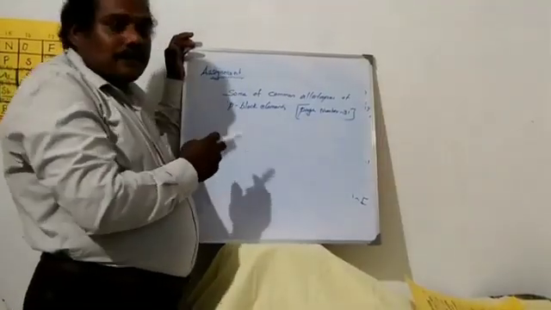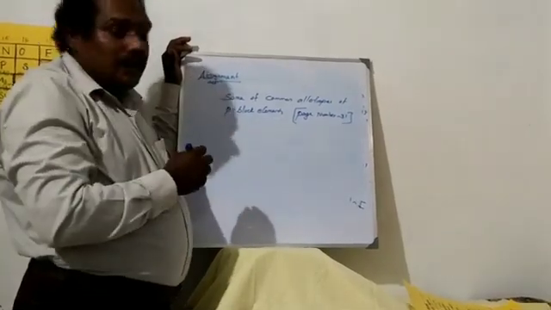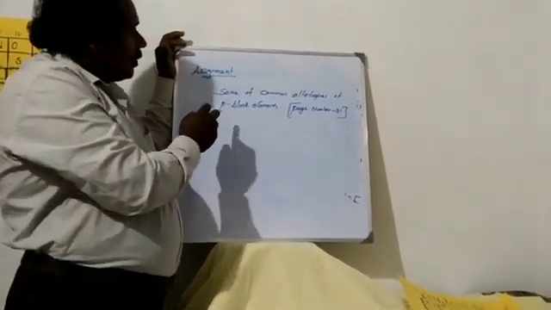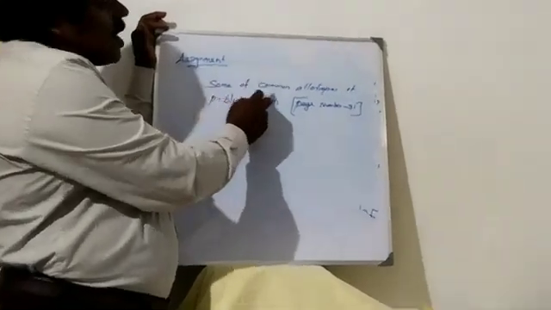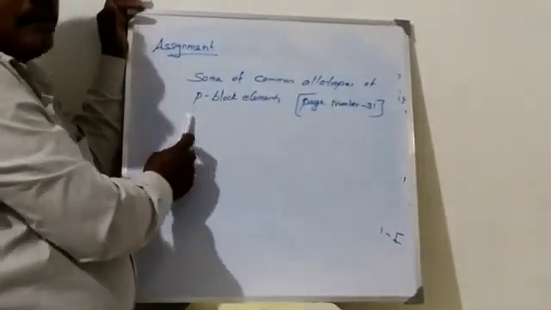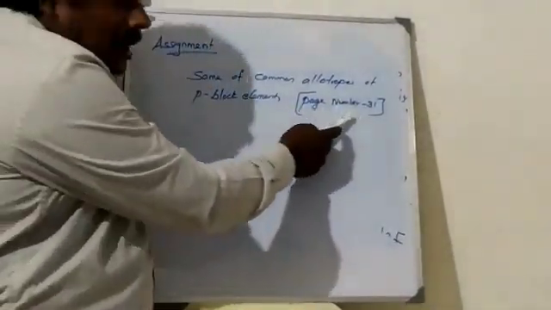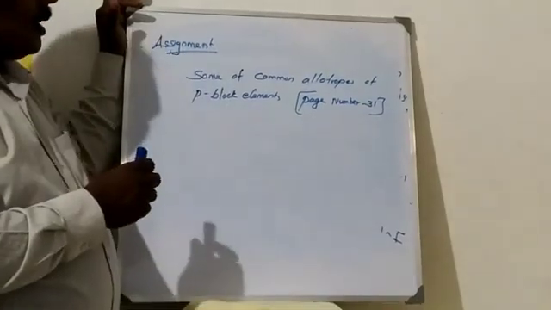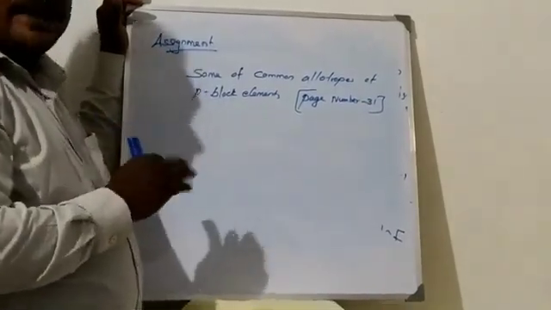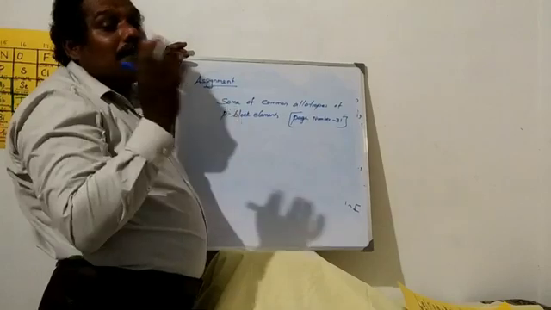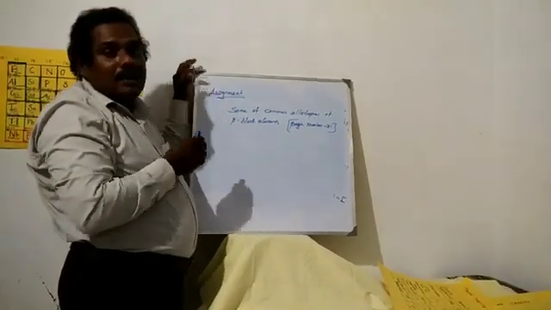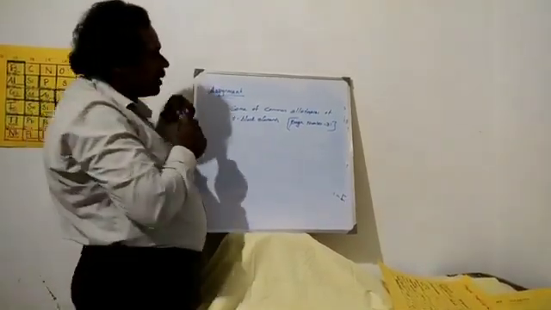Okay, my dear students, today's assignment you should learn. What is today's assignment? Some of the common allotropes of P block elements. That is on page number 31 in the first volume book. All of you must learn that question. It's very important.